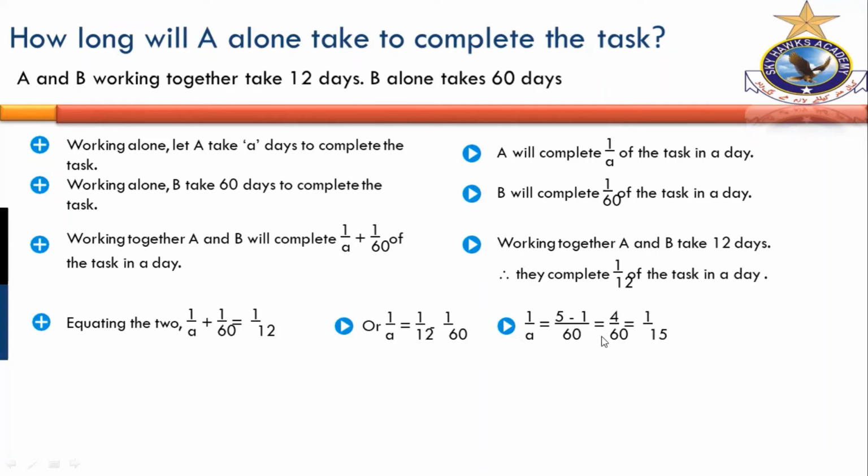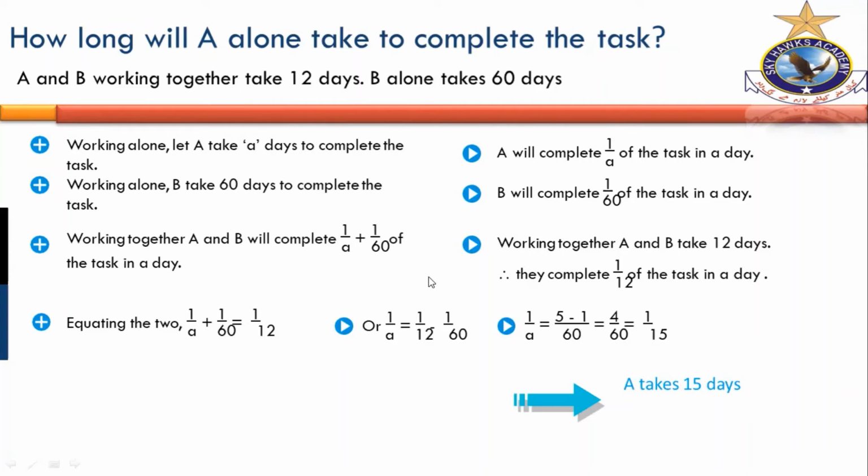So we are taking the LCM, making the denominator the same, that is 60. 12 fives are 60, so 5 will be over here, and 6 ones are 60, so 1 is already here. So 5 minus 1 is 4, so 4 over 60, which is 1 over 15. So I am just one click away from the answer. Before clicking, what should be your answer now? 1 over 15, so it's 15 days.